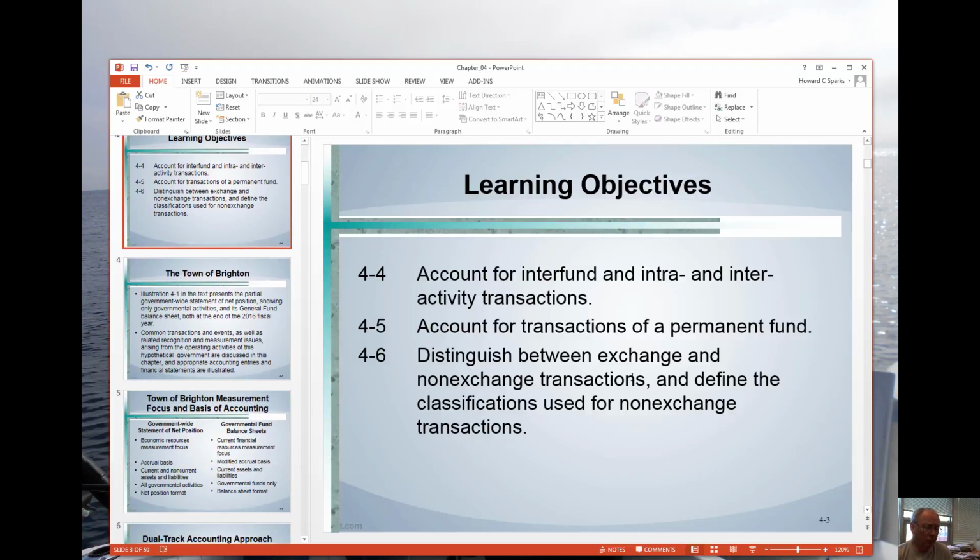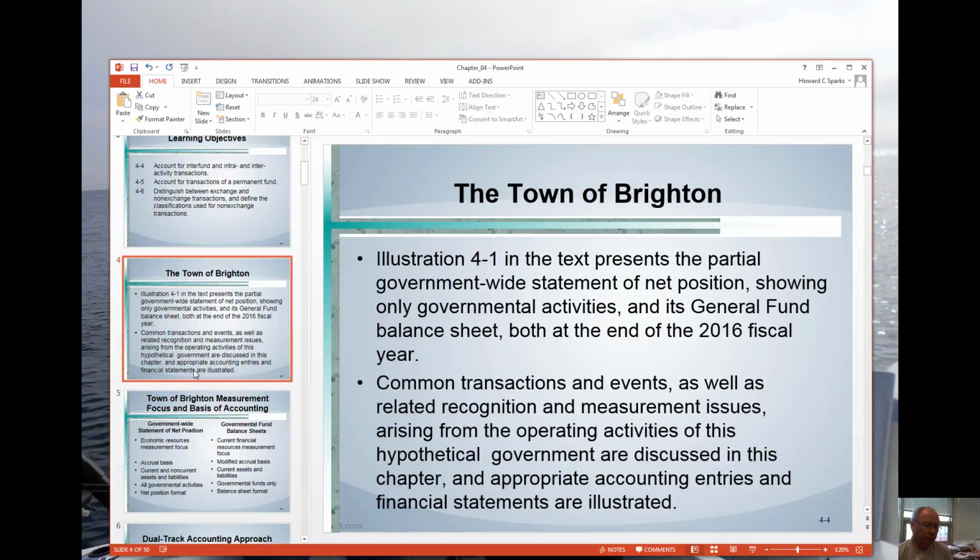And there's a discussion in the appendix of the chapter that talks about these different derived revenues and how the concept of measurable and available comes into play on those. Okay, so all of these sample entries are based on a fictitious town, just like Smithville, and they call it Brighton. It's important when you read the chapter to go through the examples and map them back to the reading so you can understand what's going on.